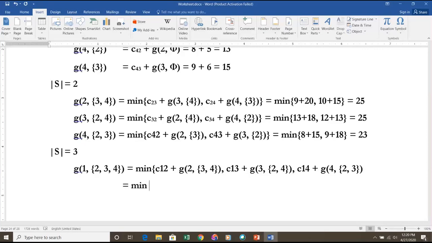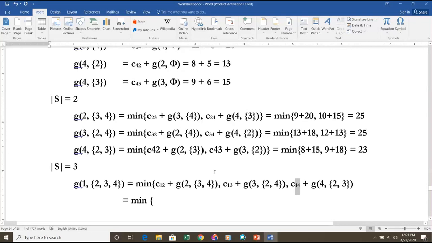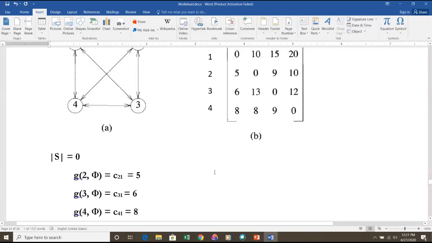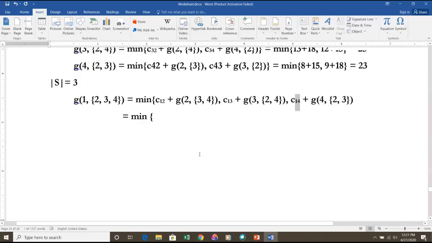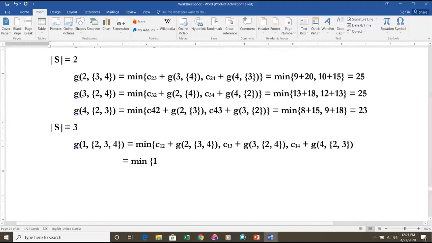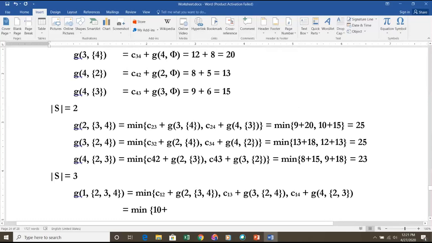Min of, what is C of 1 2? We need C of 1 2, 1 3 and 1 4. Let us see those values at once: 10, 15, 20. And 20 plus, what is G of 4 comma {2, 3}? We will get it from the previous step. It is 25.